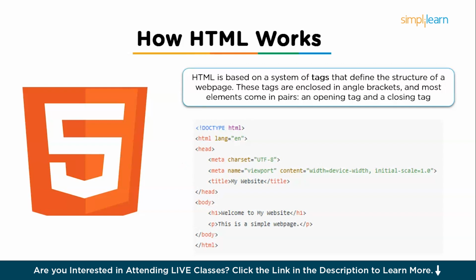Here the doctype HTML declaration informs the browser that the document is an HTML5 document, and the HTML tag wraps the entire content of the web page. Here you can see this is the opening tag and this is the closing tag. The head tag contains metadata including the character set, viewport settings, and the title of the page which appears in the browser's tab. And the body tag contains the visible content such as headings, paragraphs, images, and links.